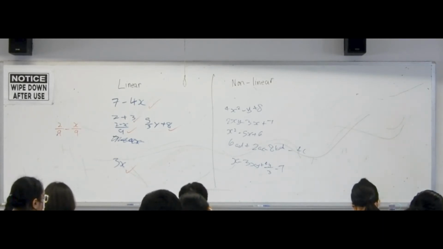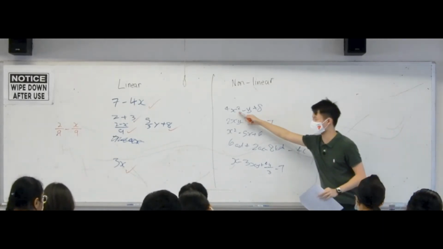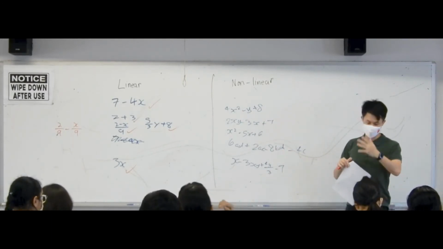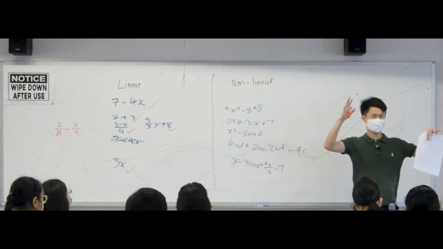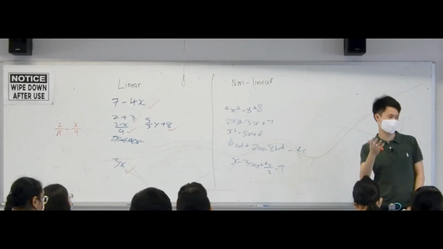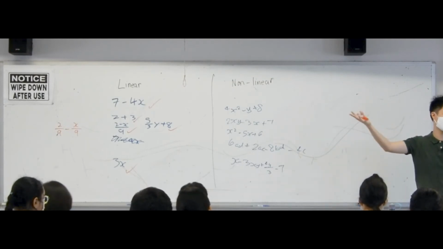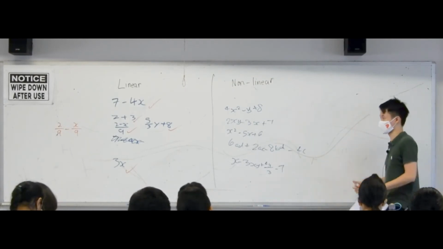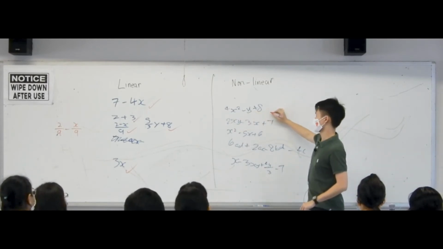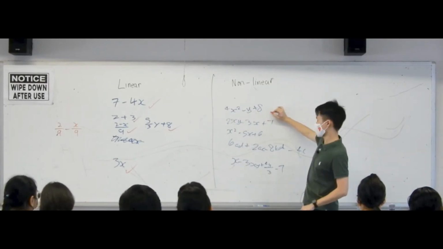It is in variable x and y and is x squared. Okay, all linear expressions must be in something to the power of 1. The power of 1 is just itself, right? X to the power of 1 is just x. Y to the power of 1 is just y. It must be just one variable. In this case, there are two variables, x squared and there's y. So this is non-linear.